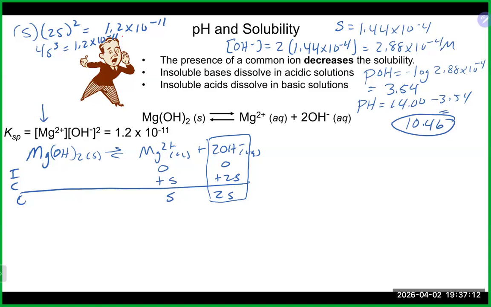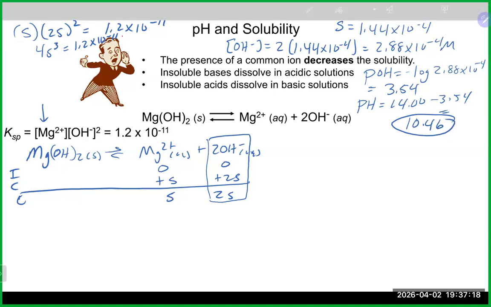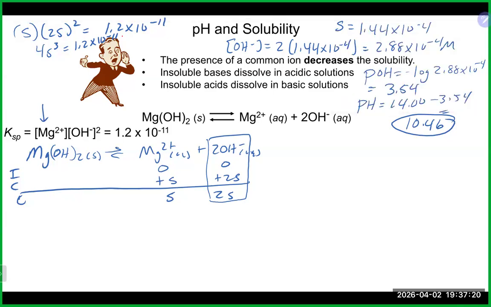This means if I decided to drop the pH to lower than 10.46, what will happen in this situation? The way I could lower a pH is to add an acid or a base. You would probably be adding an acid, right?